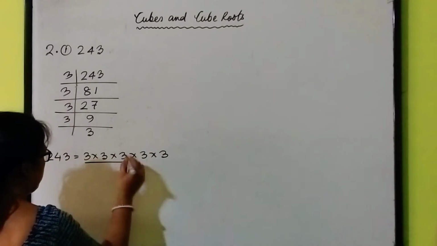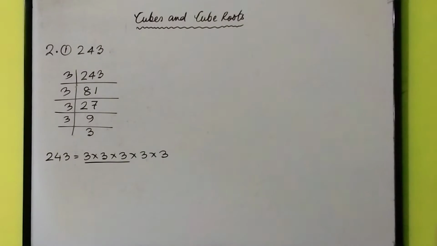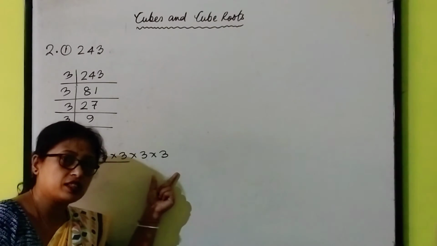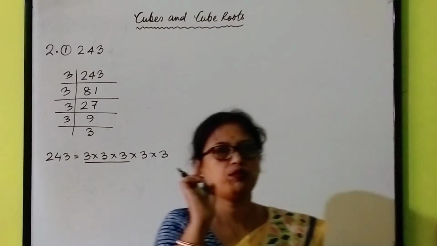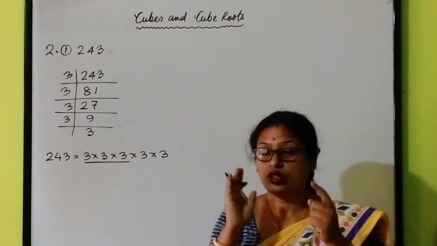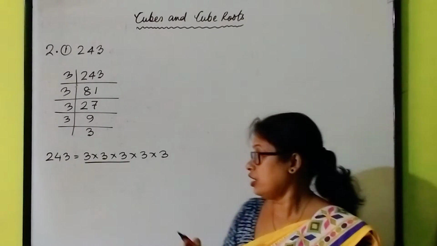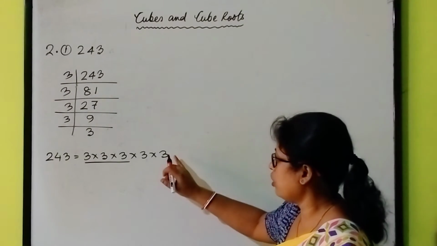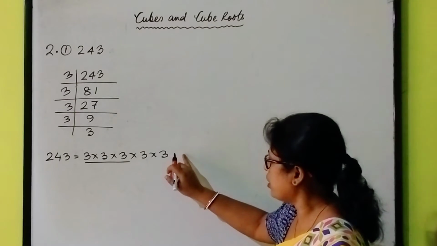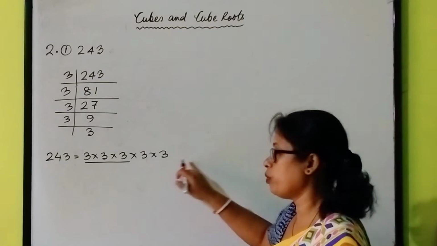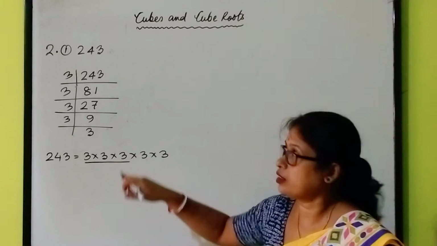Now see, make triplets. My dear students, a number is a perfect cube when the factors form triplets. When the factors form triplets, we say that these numbers are perfect cubes. Now see one thing: if you multiply by one more 3 here, that means it will form a triplet. If it forms a triplet, it means what?